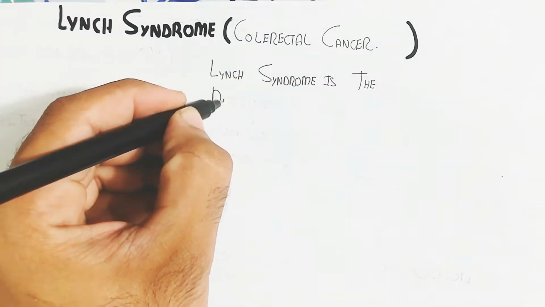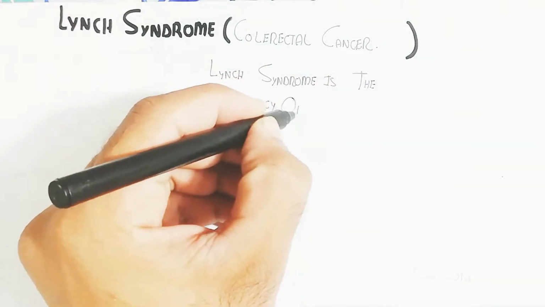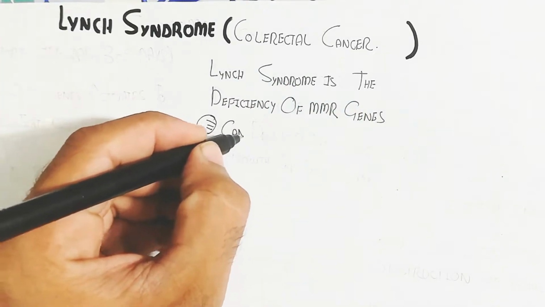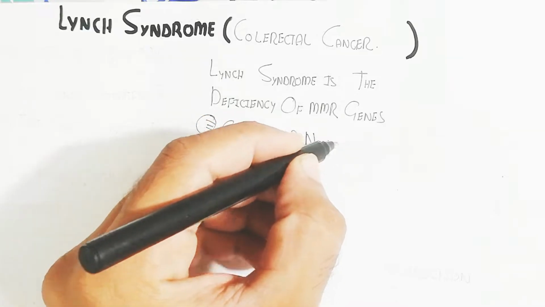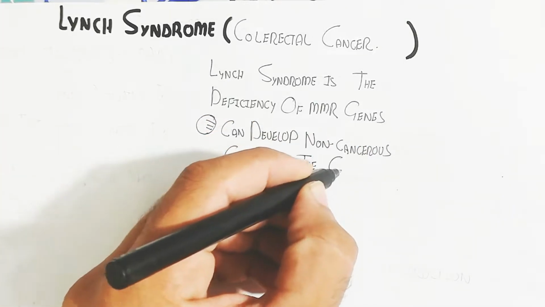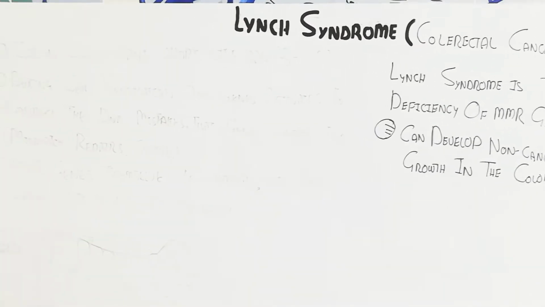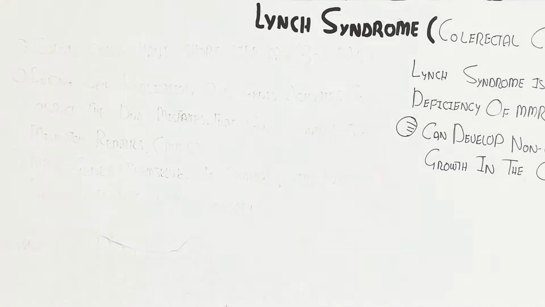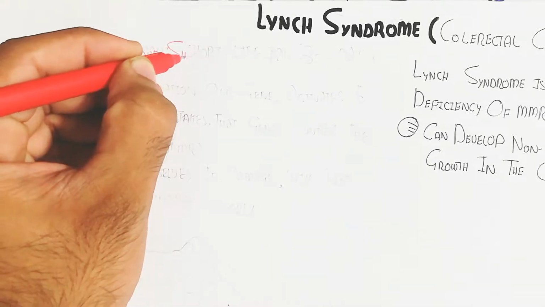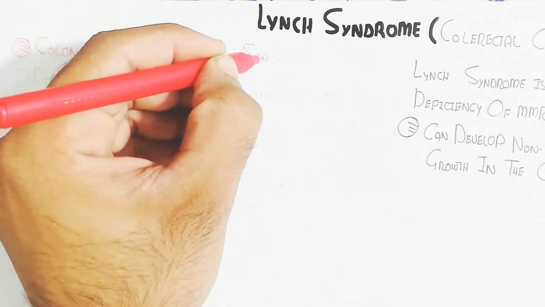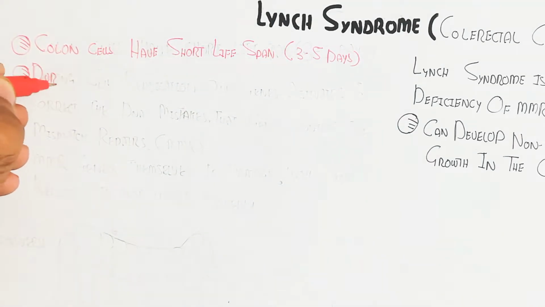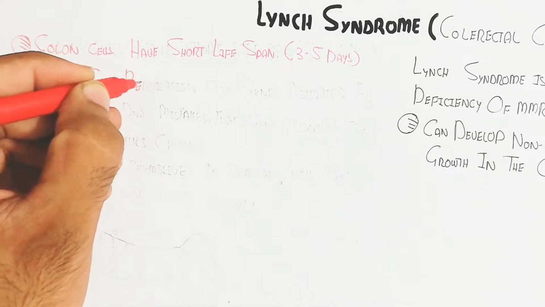Lynch syndrome is a deficiency of mismatch repair genes. In this way, DNA mismatch repair deficiency can develop non-cancerous growths in the colon, the polyps, the polyposis formation. The colon cells have a short lifespan, 3 to 5 days, as compared to other cells like RBCs, which live 120 days.